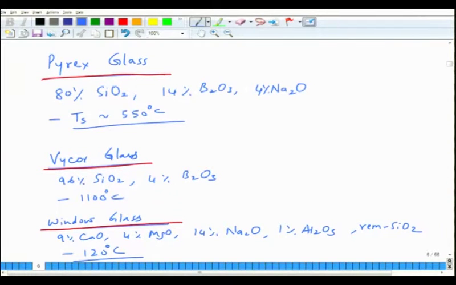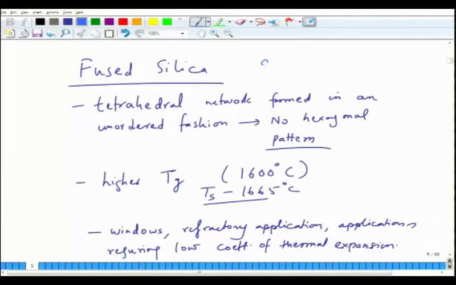And then of course, you have fused silica, which I showed you earlier. So, fused silica is essentially 99.8% SiO2. Okay. These are the non-crystalline structures that we have.